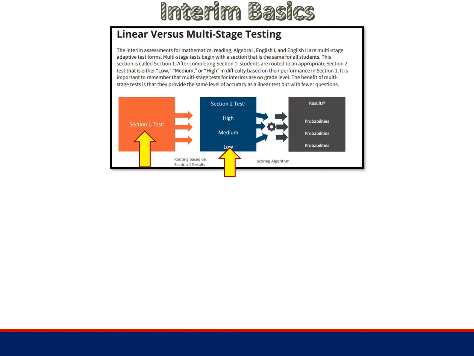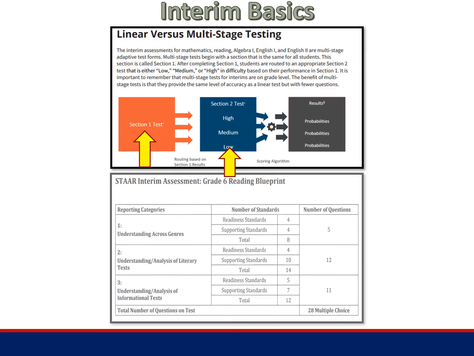It is important to remember that multi-stage tests for interims are on grade level. The benefit of multi-stage tests is that they provide the same level of accuracy as a linear test, but with fewer questions. The STAAR interim blueprint, or the reporting categories, are titled just like STAAR. We have reporting category 1, understanding across genres; reporting category 2, understanding and analysis of literary texts; and reporting category 3, analysis and understanding of informational text.